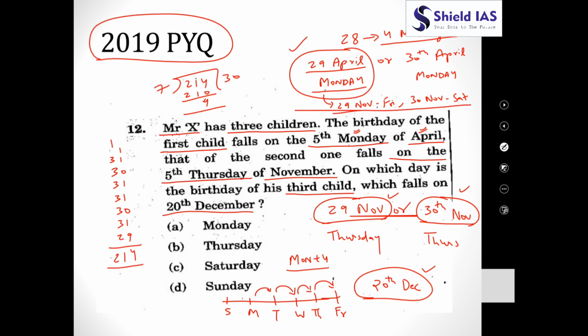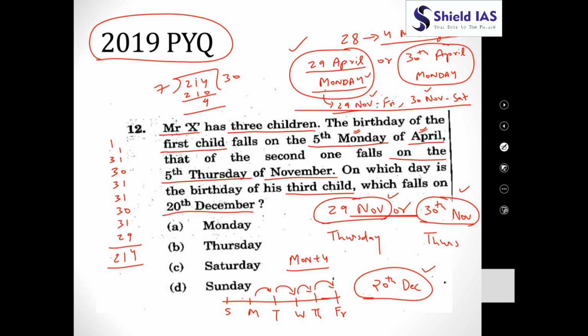So if 29th April is the birthday of the first child and if it is a Monday, then 29th November or 30th November cannot be a Thursday. And if it cannot be a Thursday, we can directly say that what we have assumed, that 29th April is Monday, is wrong, because it does not satisfy the demand of the question. So we can directly say that 30th April is Monday.